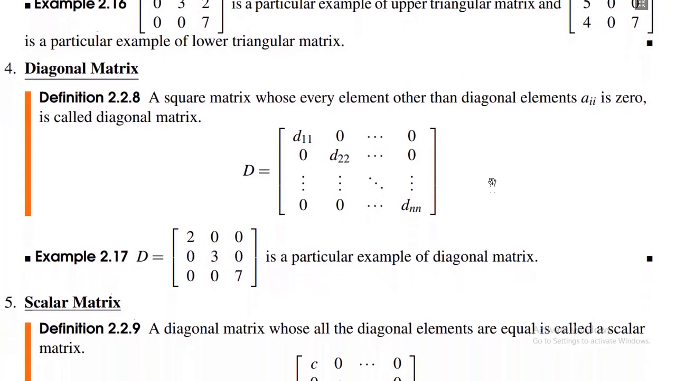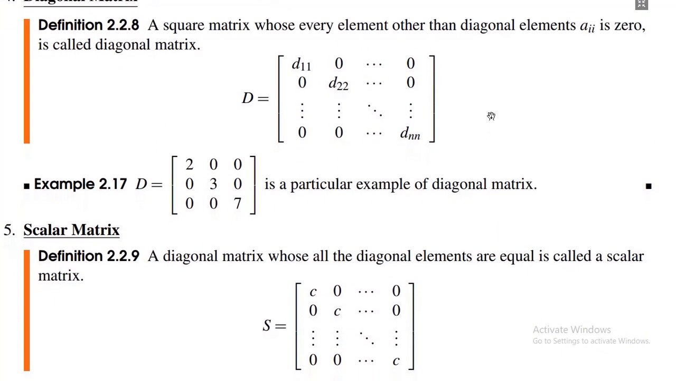Another type of matrix is a scalar matrix. A scalar matrix can be defined as a diagonal matrix whose diagonal elements are all equal. Here, this matrix is a square matrix, or a diagonal matrix, in which all non-diagonal entries are 0, and all of the main diagonal entries are the same, which is C, C, C. Therefore, this matrix is what? A scalar matrix.